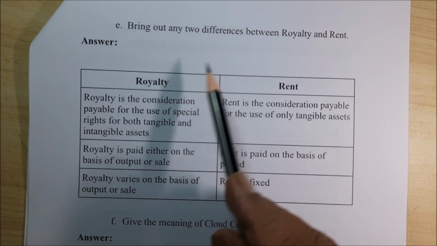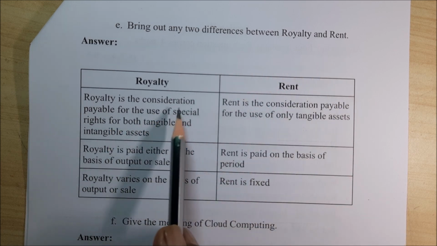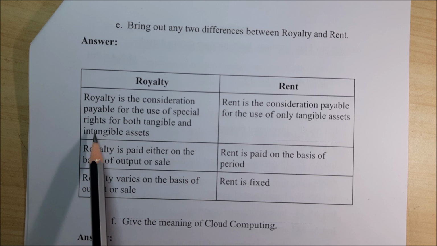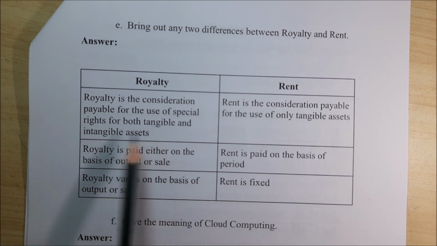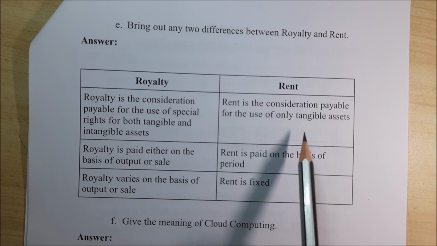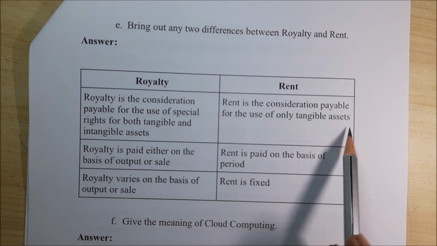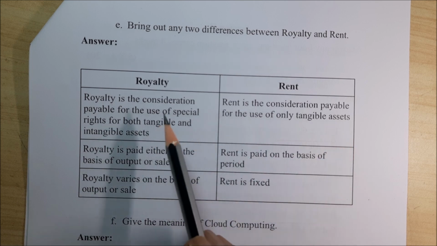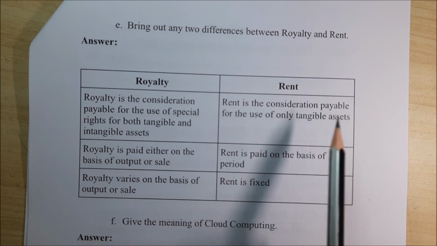Bring out any two differences between royalty and rent. Royalty is a consideration payable for the use of a special right for both tangible and intangible assets. Measurable and not exactly measurable is called tangible and intangible asset. Rent is the consideration payable for the use of only tangible assets, that is, measurable assets, right? So that is a difference. Royalty covers tangible and intangible, only tangible is rent.